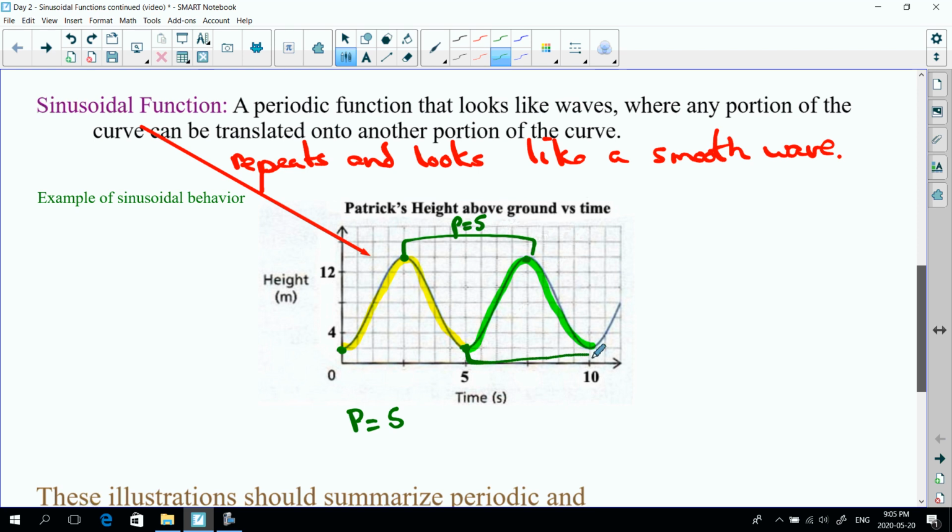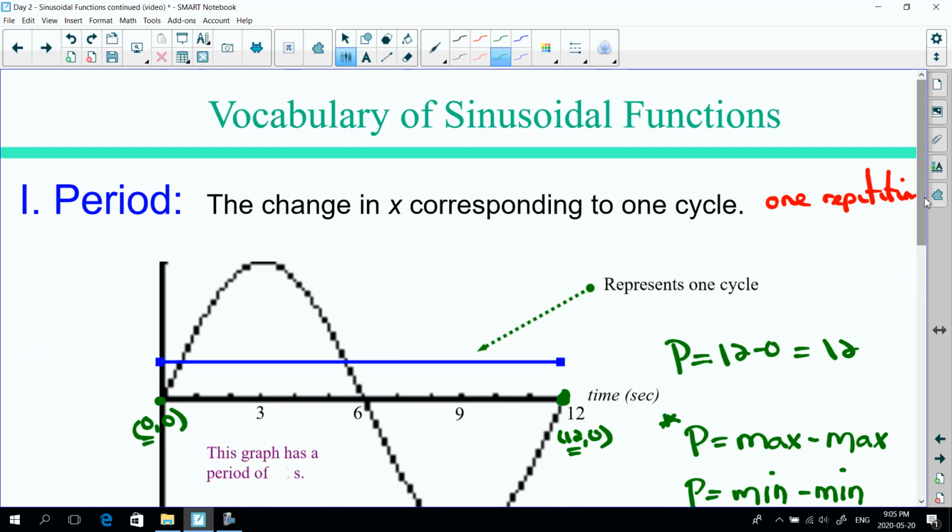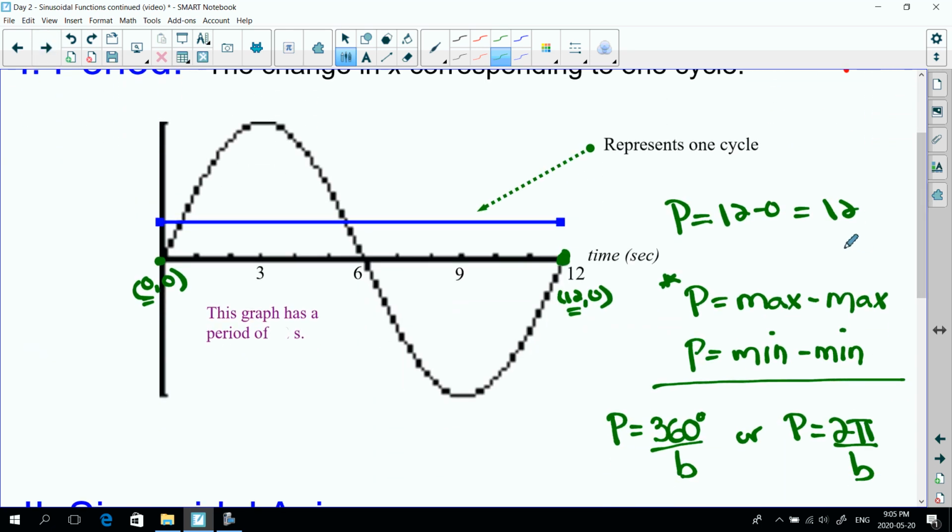Or min to min. Okay? This is an x value of 10. That's an x value of 5. The change in x from 5 over to 10 is 5 units. Okay? This information will be a little more helpful when we get into word problems, applications.